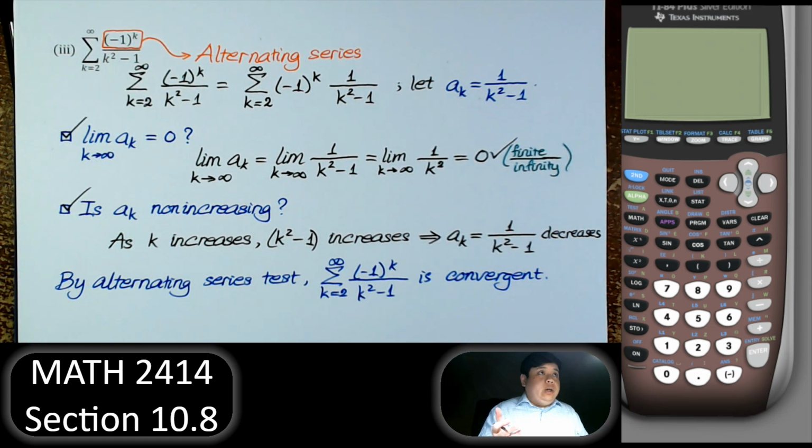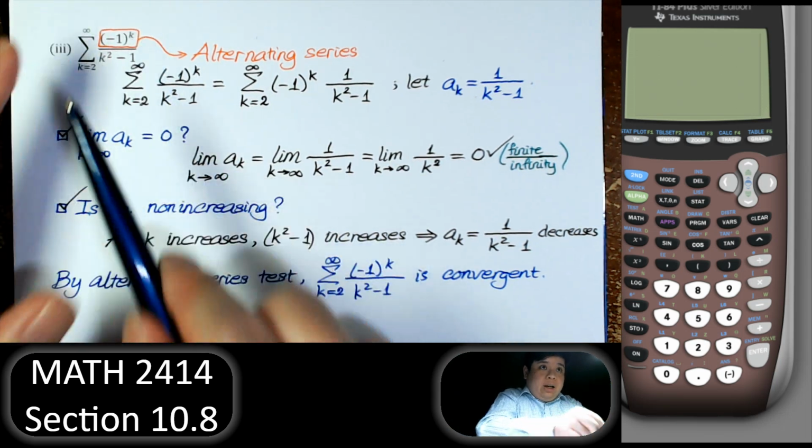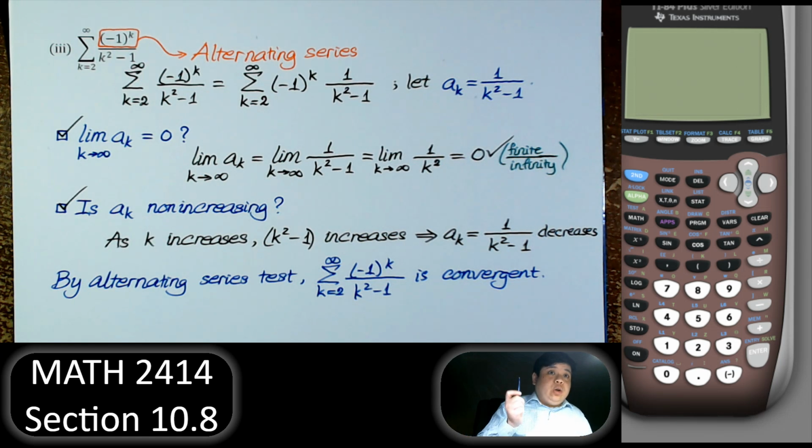There's another way to do this. Another way is to put the absolute values into it and show that it is absolutely convergent. If it is absolutely convergent, then certainly it will be convergent. If it is convergent with the absolute values, it will be convergent without them.